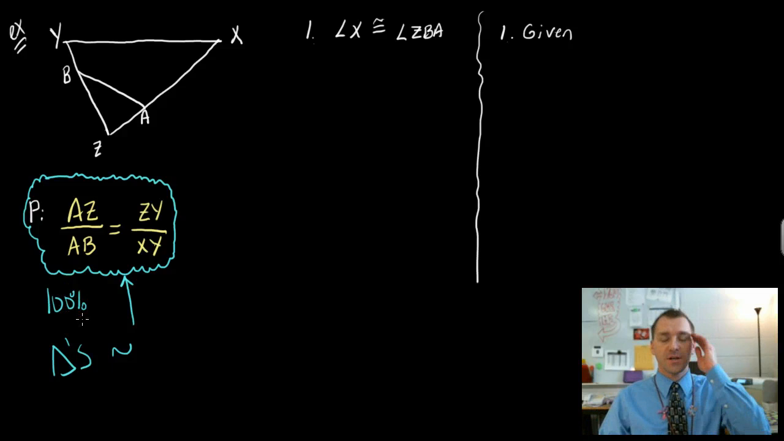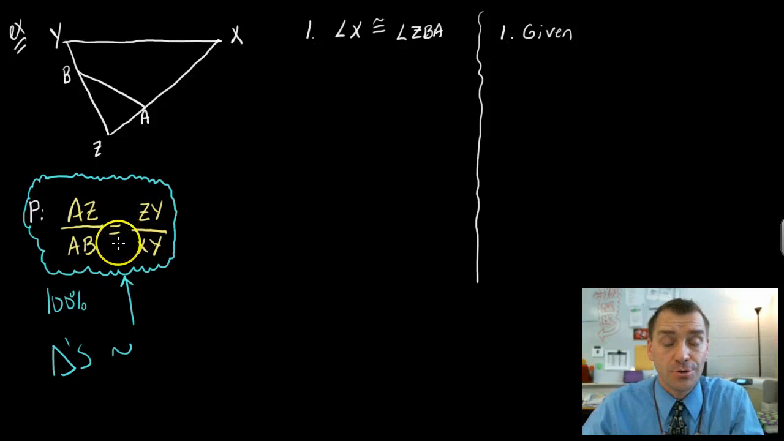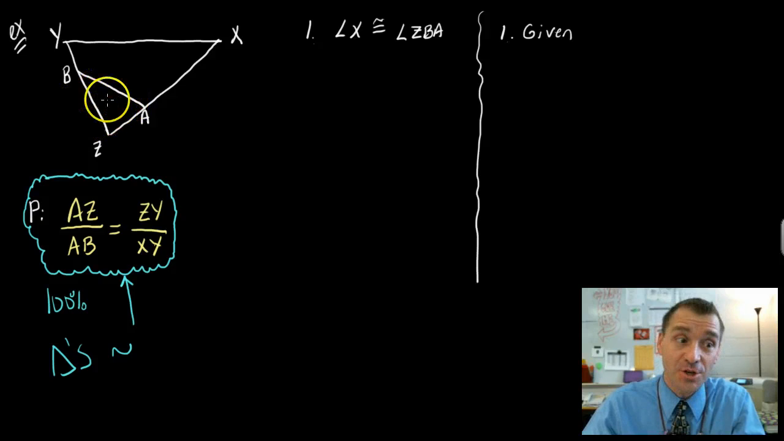So somewhere in your proof, etch it in your mind, etch it in your brain, and know as soon as I see a ratio equaling a ratio, a proportion, you should know to yourself, whoa, I'm going to need to prove triangles similar. That being said, let's prove these two triangles up here similar, and then we'll learn what we need to do to get from the similar triangles to this guy right there. So what are we given? Angle X and angle ZBA.